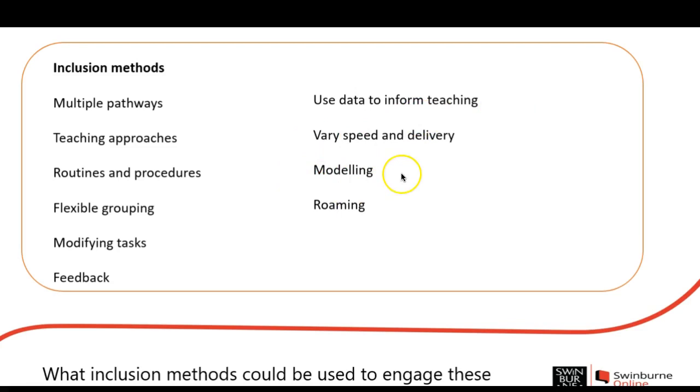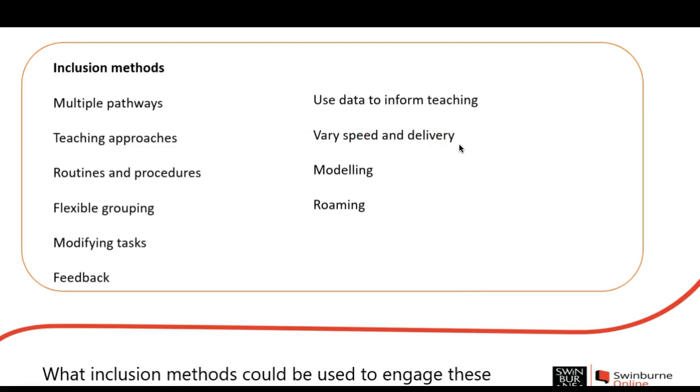Of course, you could use modelling, because that's a great way to make sure that everyone's included and understands what it is, because the teacher is really specific and really explicit about what they want the students to do. And in that mini lesson, or the modelling at the beginning of the lesson, the teacher sets the expectations of the tasks and shows exactly how it's going to be done, so that the students can therefore go off and do it by themselves.